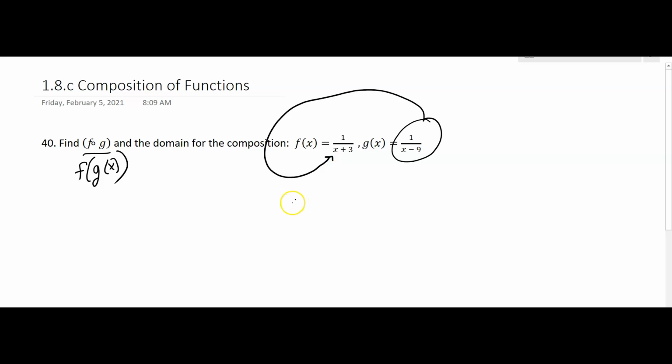So it's going to be f of g of x equals 1 over x minus 9 plus 3. Now, that's what it is when you put that g of x into f of x, but we don't really want to leave it that way. We're going to have to simplify it.